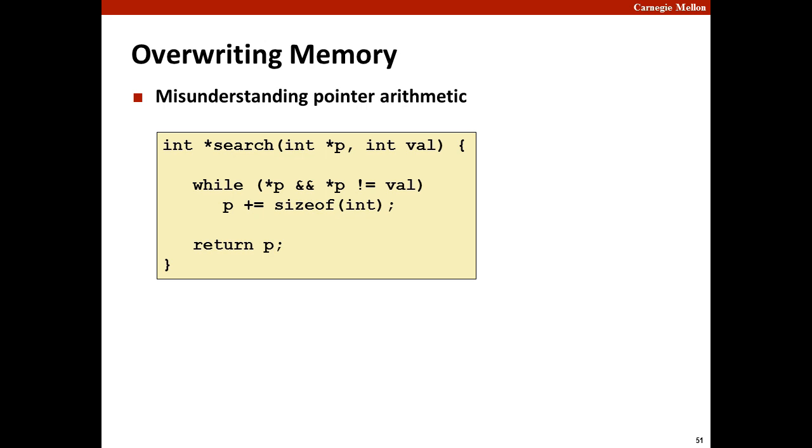Pointer arithmetic. Remember that if you add something to a pointer type, it adds a multiple of the type. So if you add 5 to an integer pointer, it's adding 5 times the size of an integer, not simply 5.